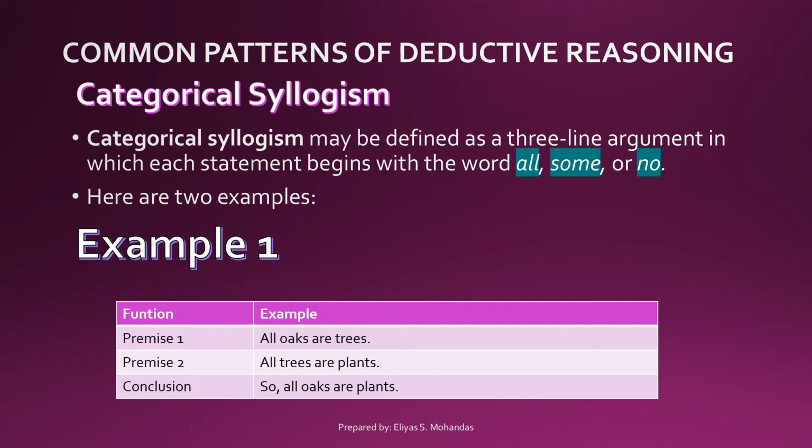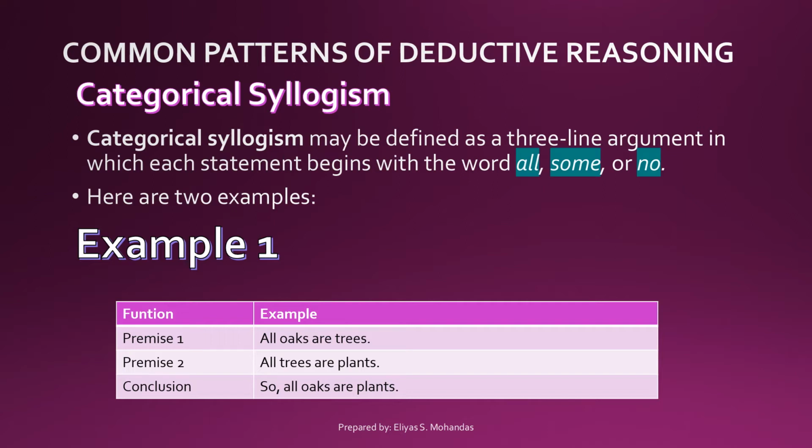Now, categorical syllogism may be defined as a 3-line argument in which each statement begins with the word all, some, or no. Not necessarily that we have to have all of these 3. It can be either or it can be 2 out of 3. Here are 2 examples that I can give to you.